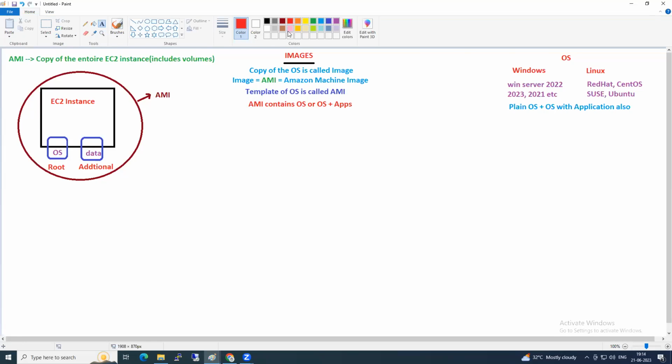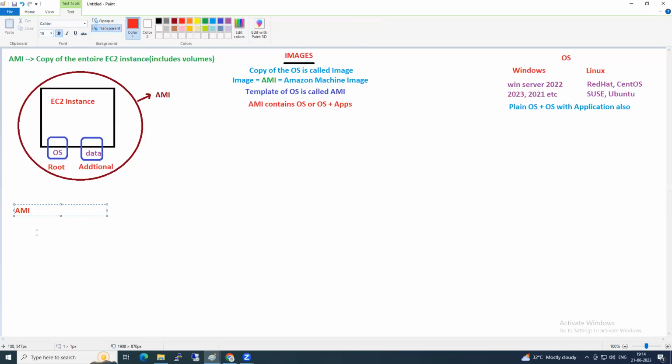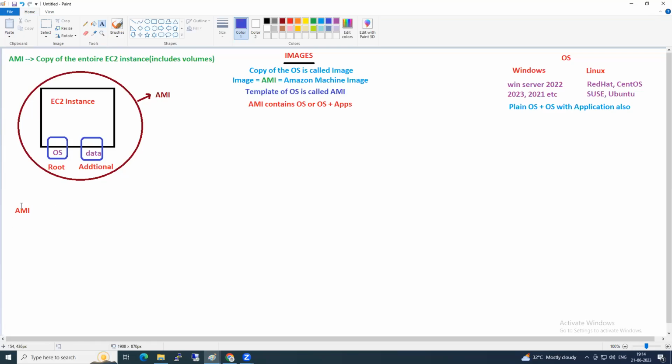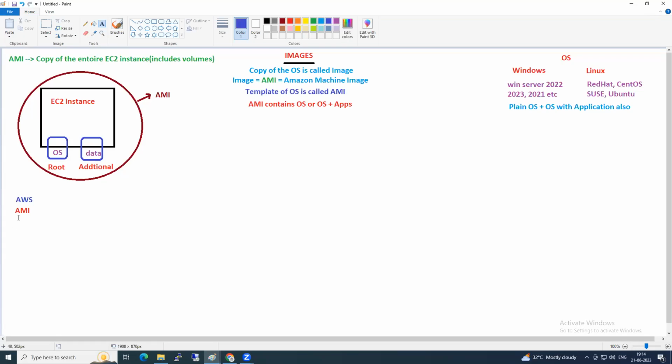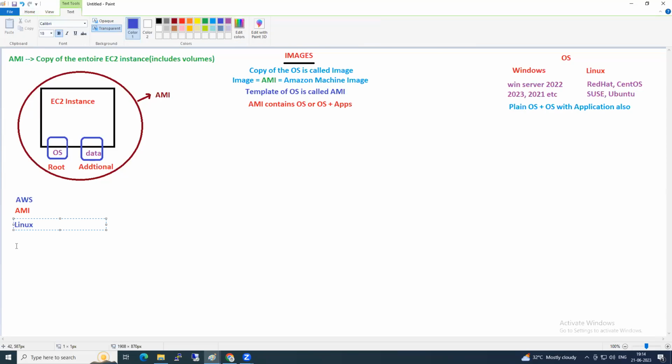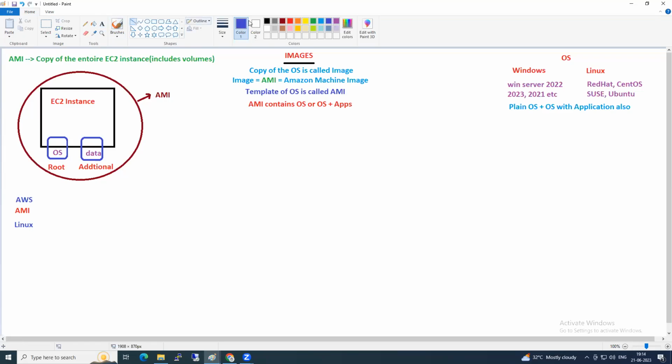Okay, now what I did, guys: AWS provides the images for us, predefined images. Let's imagine AWS is providing a Linux image. From this Linux image, can I go and launch my EC2 instance? Yes or no? What do we create from the images? EC2 instance only. Correct?